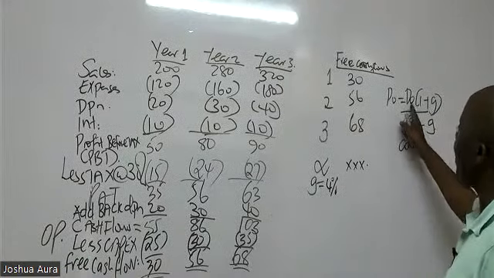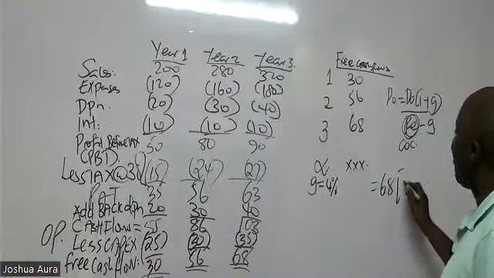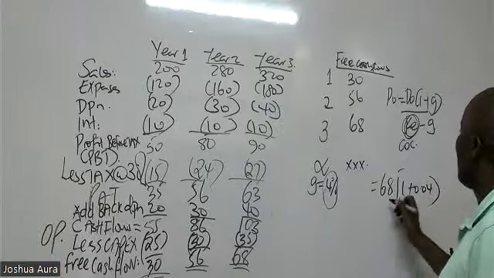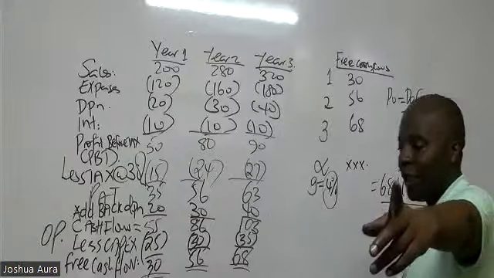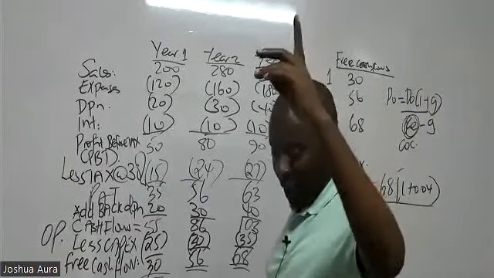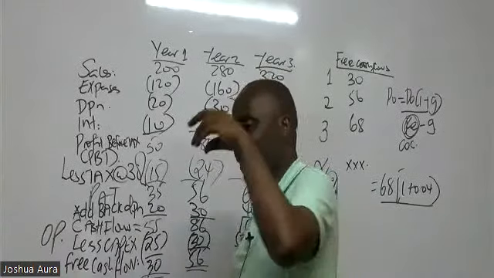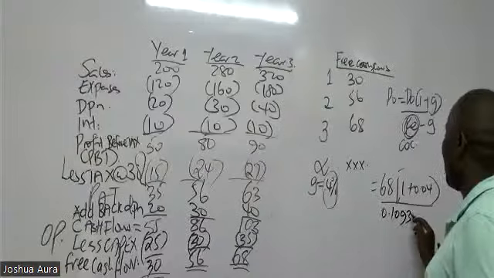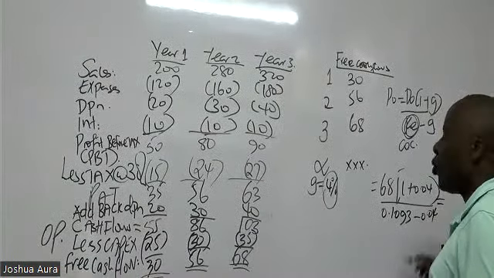So the most current dividend is this, 68. Times (1 plus the perpetual growth rate), which is 0.04, all over the WACC. You guys did give me the WACC. If my memory serves me well, it was coming to 0.1093, minus the growth rate again, which is 0.04. So here you have to go very slowly.